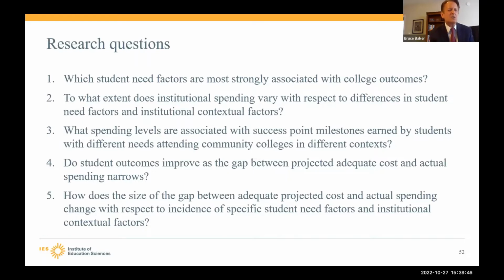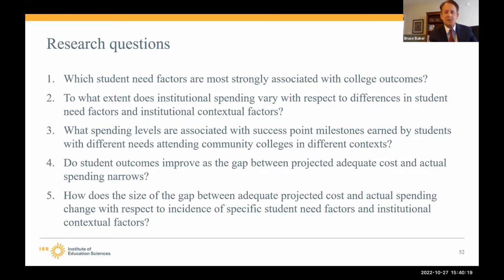The next question is to look at the existing spending across community colleges and how that varies. Does it vary logically with respect to the factors we would expect it to vary with respect to? So number two here is the what is. How does spending currently vary? Does it vary with respect to the things that we think it should vary with respect to, or does it vary in other ways? So we go from risk analysis to spending analysis, or the what is.